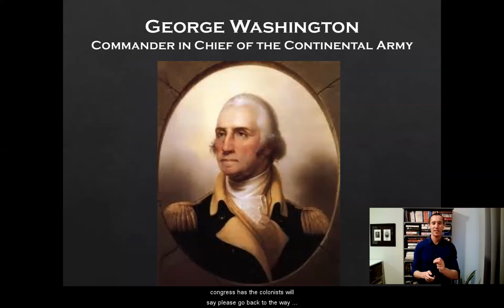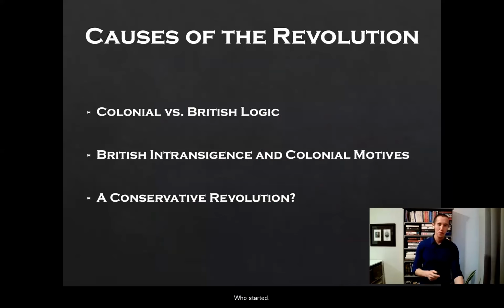The reason I mention that, the First and Second Continental Congresses, the colonists will say, please go back to the way things were in 1763, because they did not want independence. They did not want to start a revolution. Most colonists would have been happy being part of the British Empire. So, who started the American Revolution? Was it the colonists or the British?